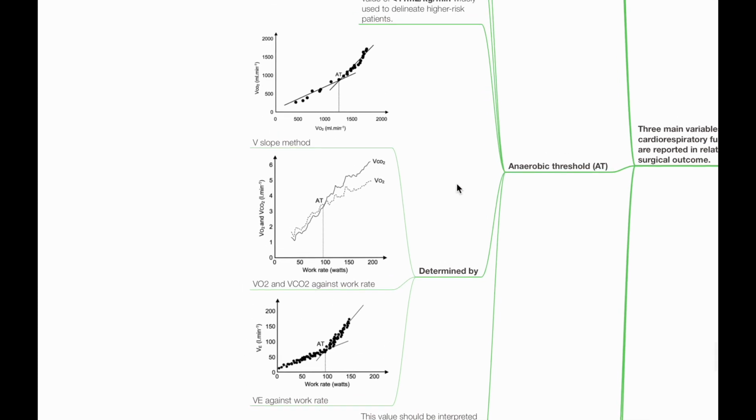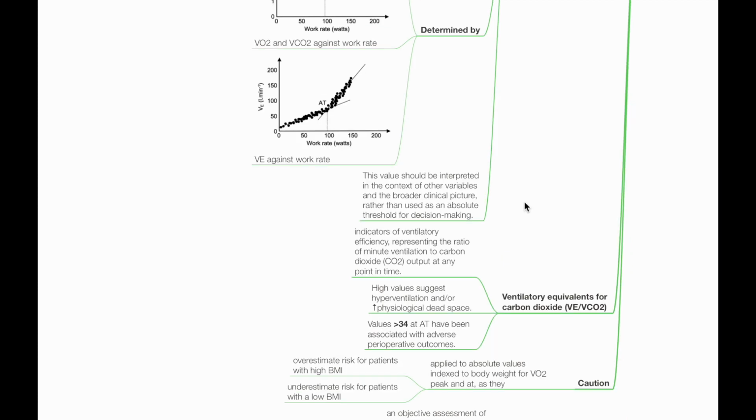AT can be determined by V-slope method, VO2 and VCO2 against work rate, and VE against work rate. This value should be interpreted in the context of other variables and the broader clinical picture rather than used as an absolute threshold for decision making.